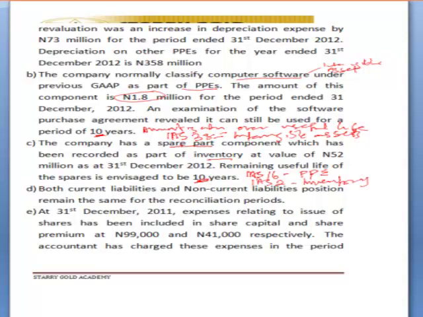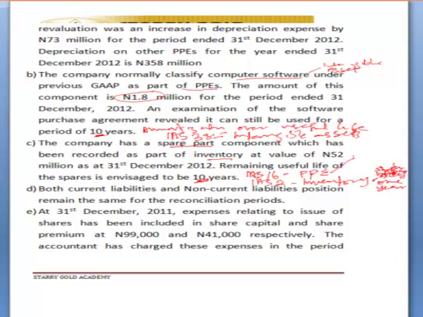So what the standard says about recognition of spare parts is that it should be recognized as inventory, provided the use of that asset does not exceed 1 year. So what it means is it has a shorter lifespan.